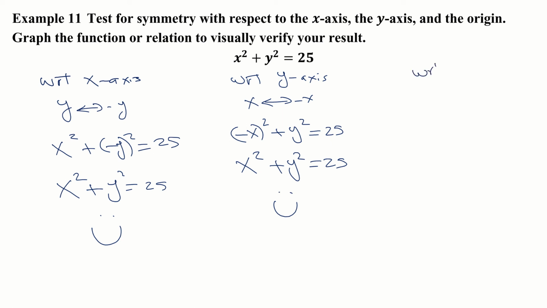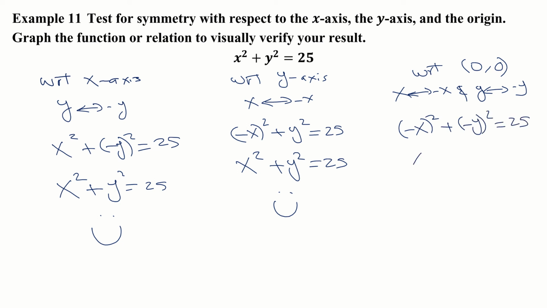And with respect to 0, 0, we're going to change both x to negative x and y to negative y. We end up with quantity negative x squared plus quantity negative y squared equals 25. So x squared plus y squared equals 25. So yes, symmetric with respect to the origin as well. Okay, so obviously we expected this circle centered at the origin to have all kinds of symmetry, and in fact it does.